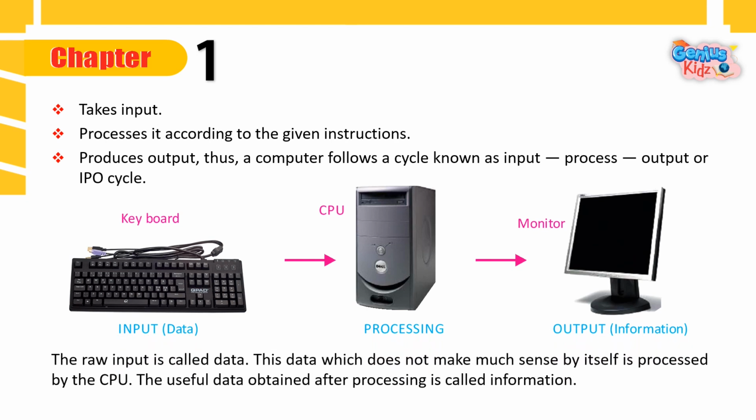The raw input is called data. This data, which does not make much sense by itself, is processed by the CPU. The useful data obtained after processing is called information.